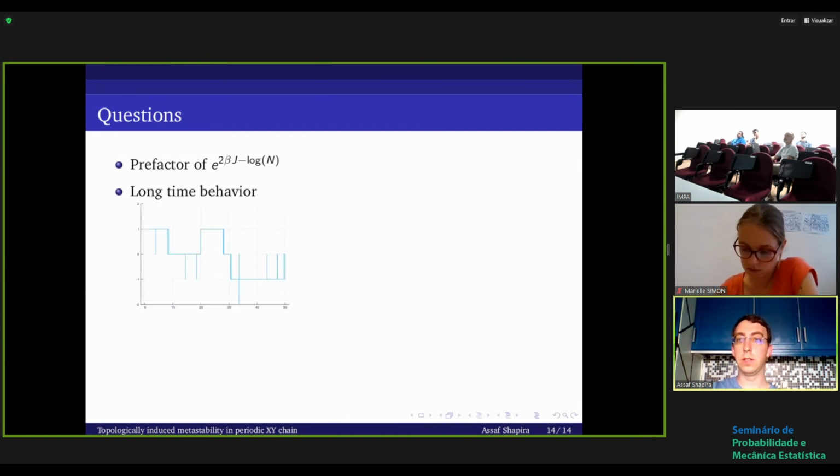Maybe a bit more interesting is to look at long-time behavior, because this time that we found, exponential in 2 beta j minus log n, was the time it takes to jump from one winding number to the next one. But then if we continue waiting, the winding number could go back to where we started, or jump to a third one, and then go back. So what we expect is to see some type of random walk. We could grow by one or decrease by one at times which are off this scale, this exponential free energy barrier. In some process which we think should be just a simple random walk with exponential jumps of rate 1. Of course, this is not that simple to show.